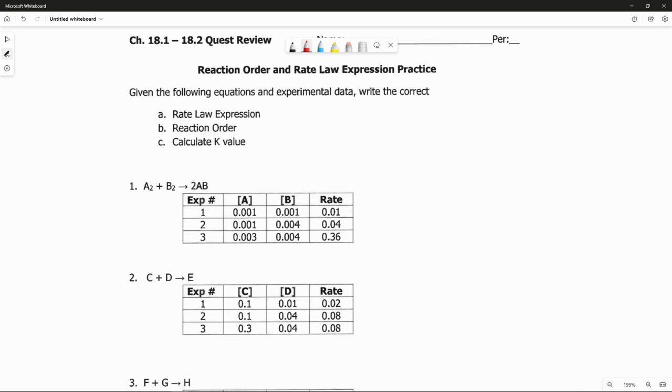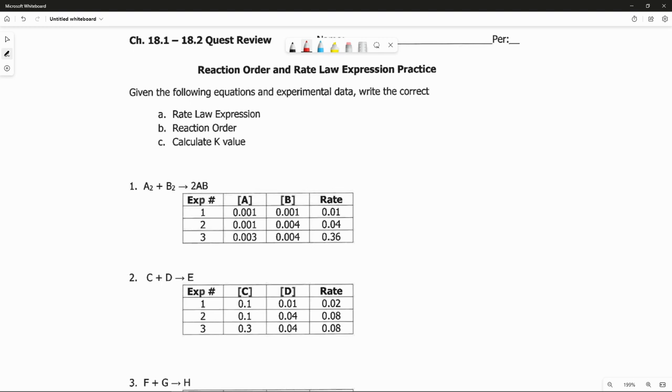Alright, let's go over the reaction order and rate law expression practice worksheet. Given the following equations and experimental data, you have to write the correct A, rate law expression, B, the reaction order, and C, the K value. Let's start with number 1.